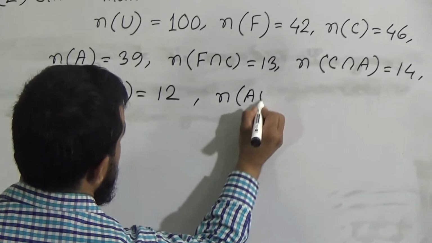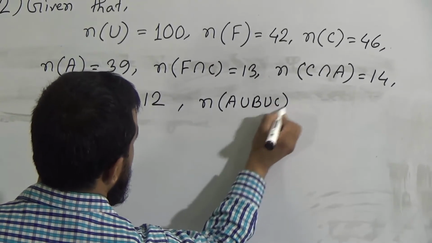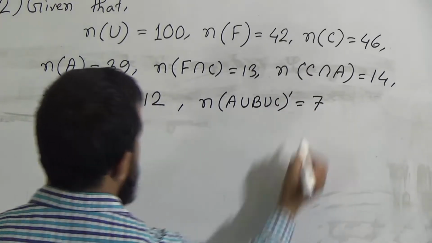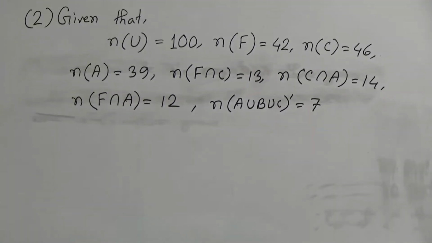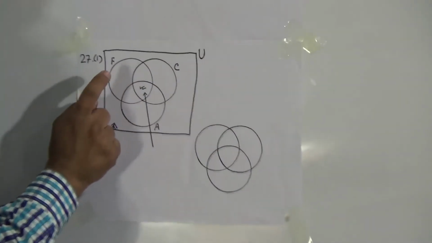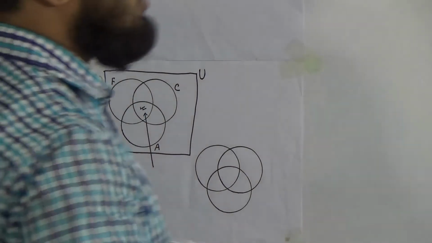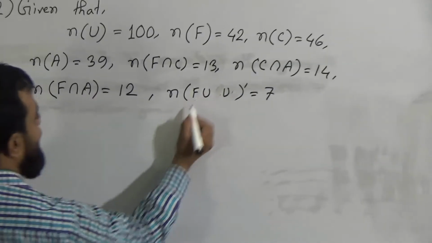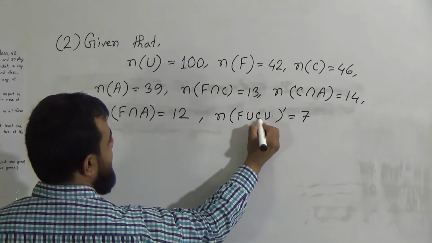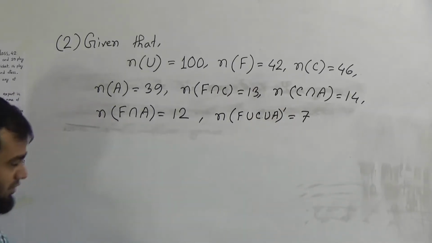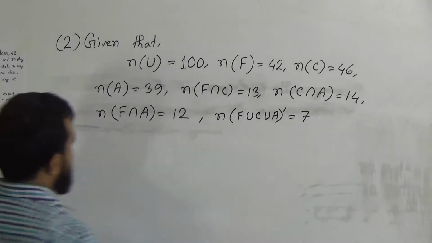That means in the outer region. The outer region indicates the number of elements of F union C union A complement, that's equal to 7. This region, outside these 3 circles, that means outside these 3 sets, is the complementary set of F union C union A, and its number is 7.